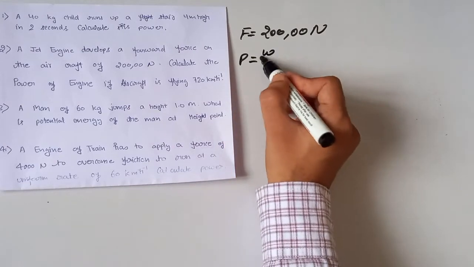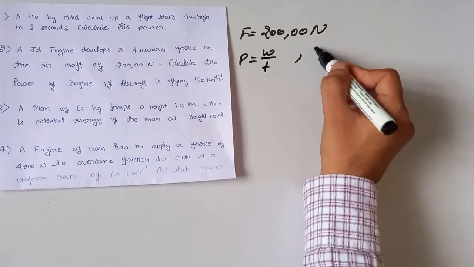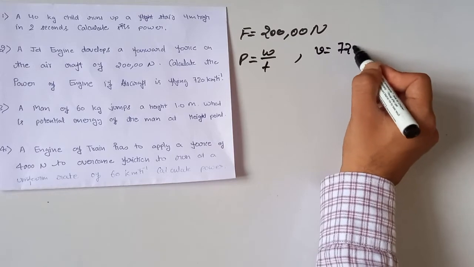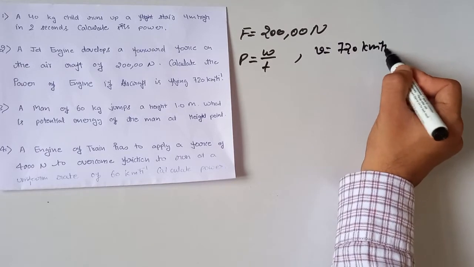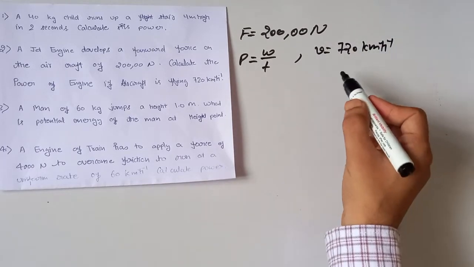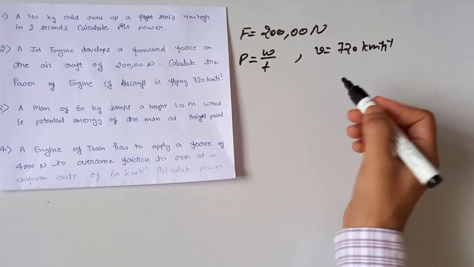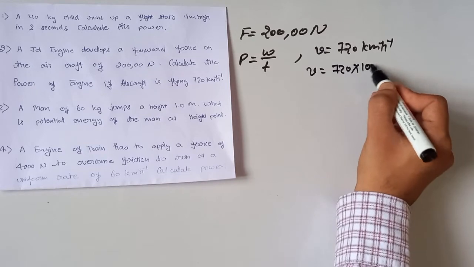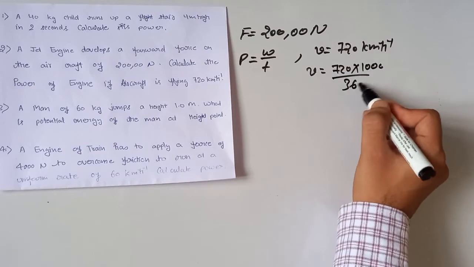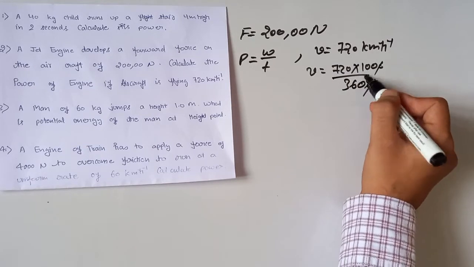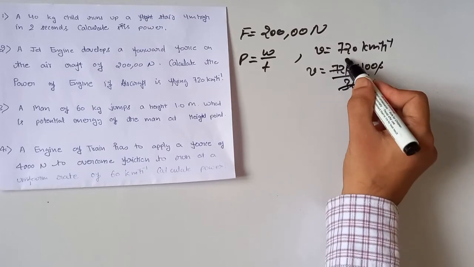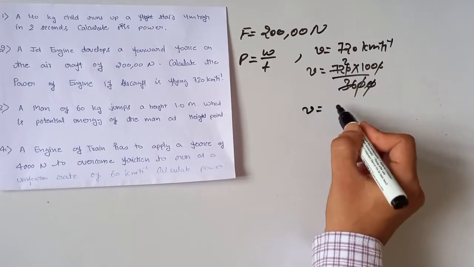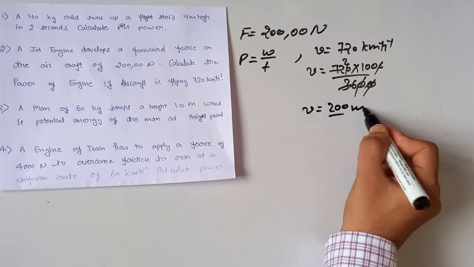We know that power is work done divided by time. Here the given velocity is 720 kilometers per hour. First of all, convert this kilometer per hour into meters per second. Velocity is 720 into 1000 divided by 3600. Here velocity is 200 meters per second.